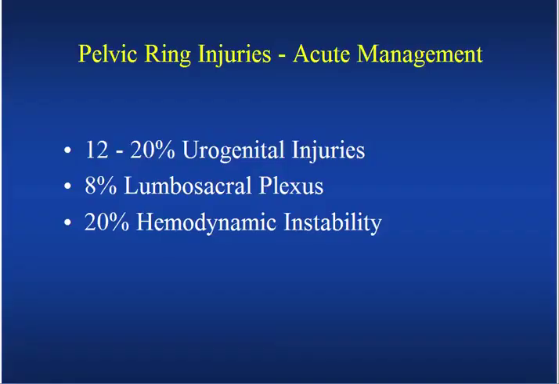You can also have injuries, of course, to other organ systems, urogenital injuries in 12 to 20%, lumbosacral plexus injuries in up to 10%, and remember that 20% of these patients will present either on their initial presentation or during their trauma resuscitation with hemodynamic instability.